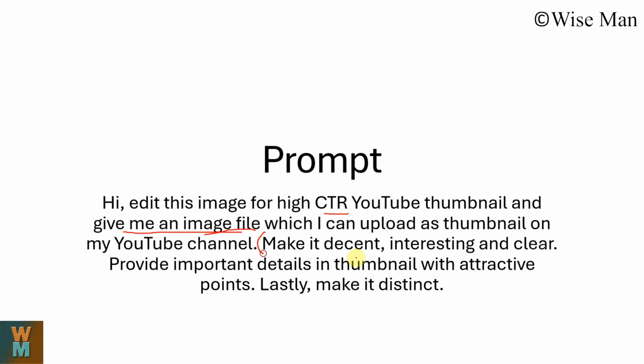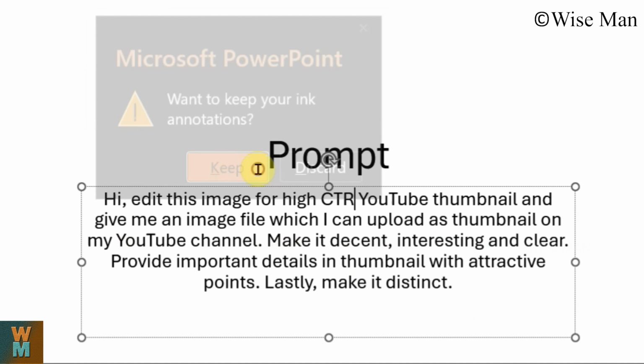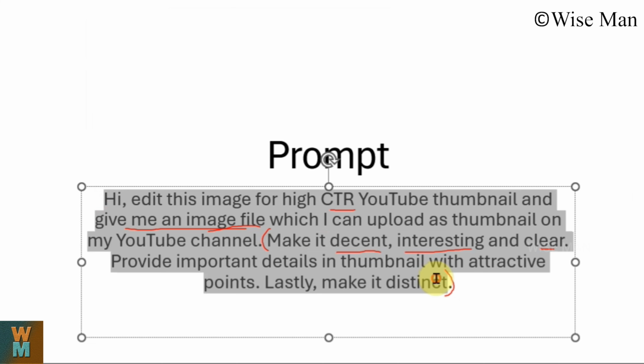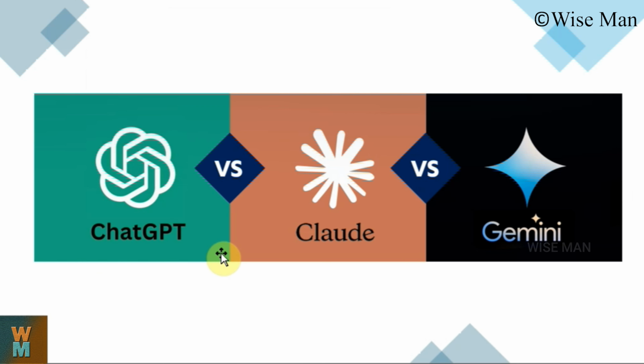These are the additional details which you can give as per your requirement: make it decent, distinctive, interesting, clear, provide important details in the thumbnail with attractive points, and lastly make it distinct. So I provided this prompt, and now let's quickly see what happens if we use this same prompt in these three different AI tools. Let's see how these tools will create the image.